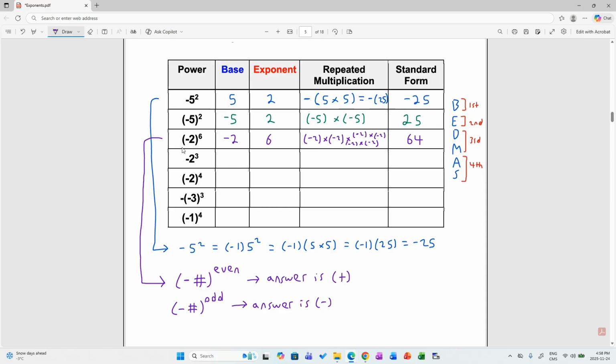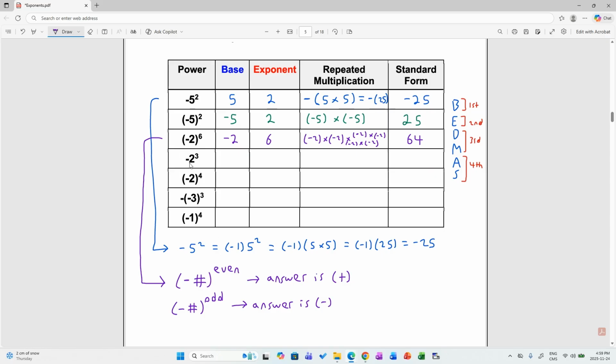So since this is negative 2 to the power of 6, 6 is an even exponent. So ignoring my negatives, if I simply computed 2 to the power of 6, I got 64. I'm just going to say my final answer is positive because I have a negative base to an even power.